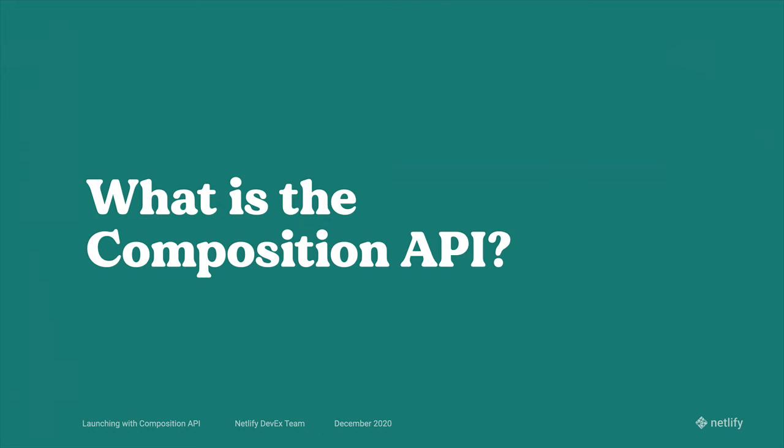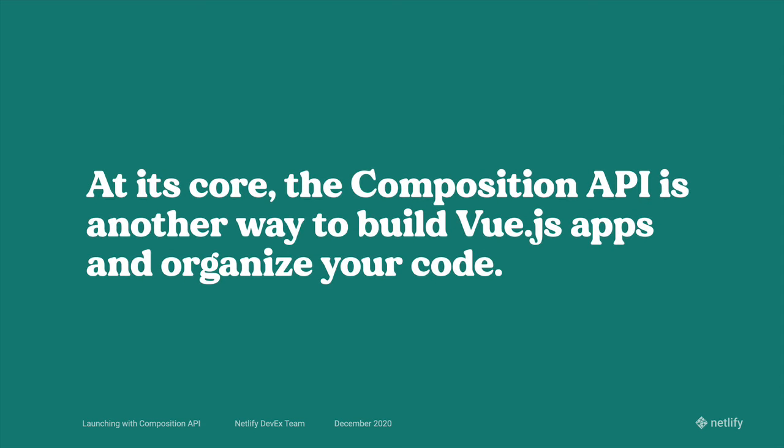So of course, the first question is, what is the Composition API? In Vue 2, one of the challenges that developers faced as apps grew and scaled was a desire to share and reuse code in a way that was more flexible than the Options API. And while there are techniques like mixins, provide/inject, and such to help with this, it came with drawbacks that were less than ideal. But at the end of the day, at its core, the Composition API is another way to build Vue apps and organize your code.